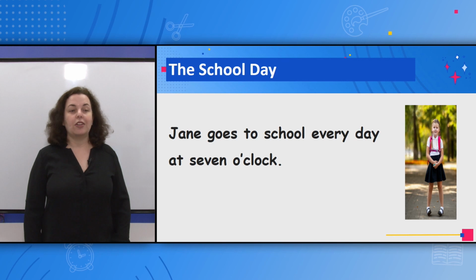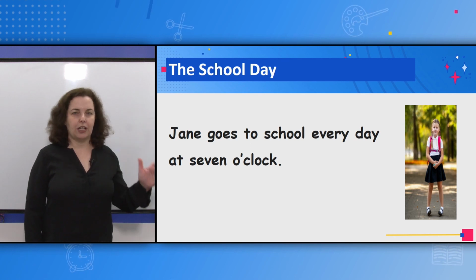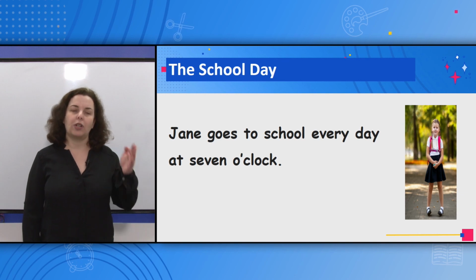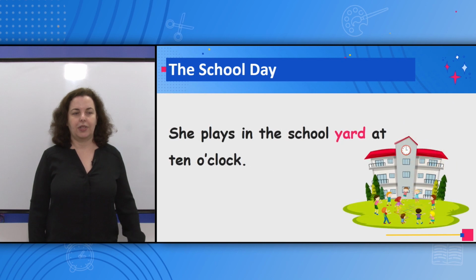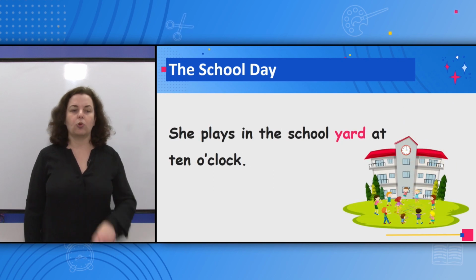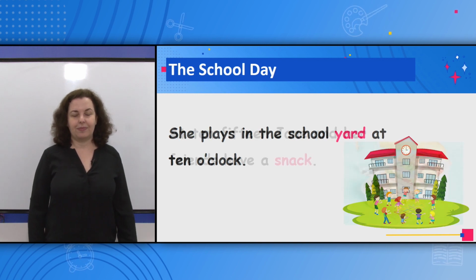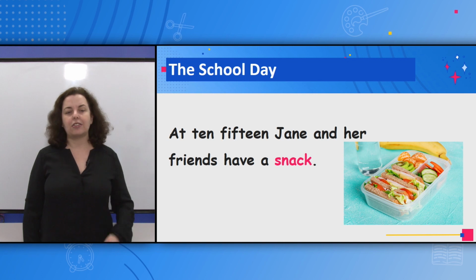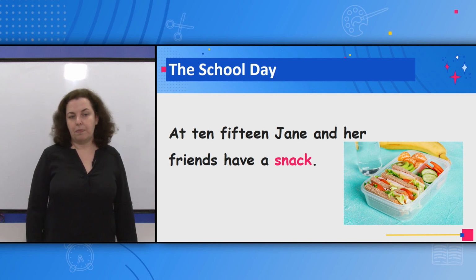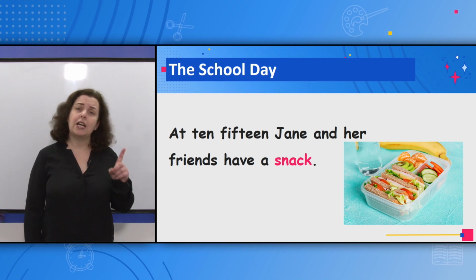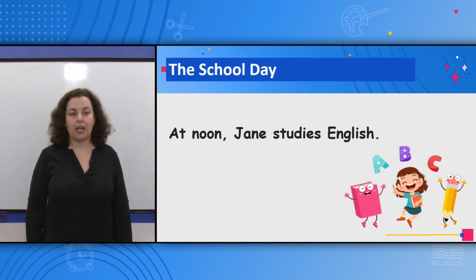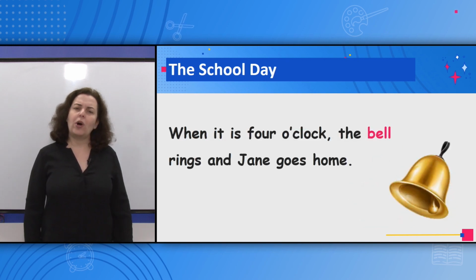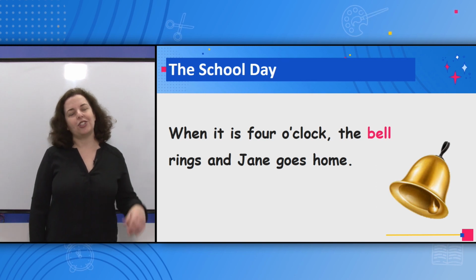This is Jane in the picture. Jane goes to school every day at 7 o'clock in the morning, of course. What time do you go to school? I think you go at 7 too, right? So Jane goes to school every day at 7 o'clock. Jane plays in the schoolyard, this is the schoolyard, at 10 o'clock. At 10:15, Jane and her friends have a snack. See their snack? They have a sandwich, a banana, a clementine, and of course vegetables. At noon, 12 o'clock, right? At noon, Jane studies English. When it is 4 o'clock, gling, gling, gling, the bell rings and Jane goes home.